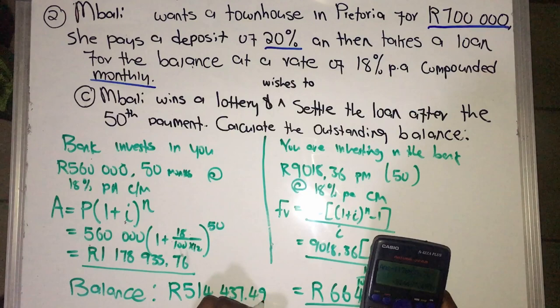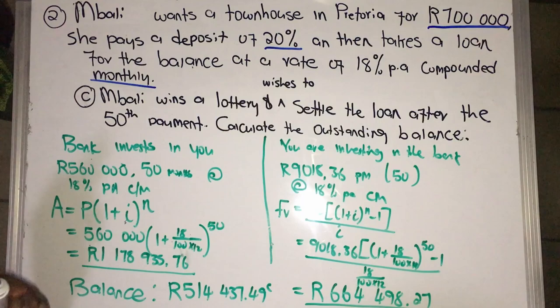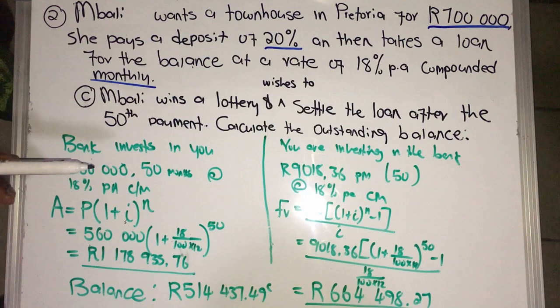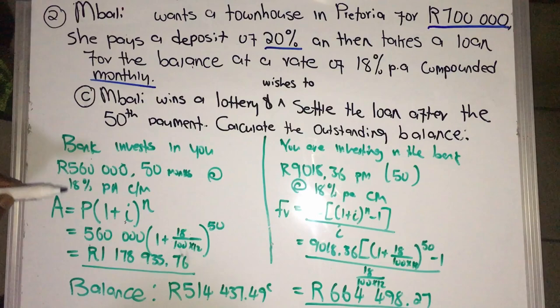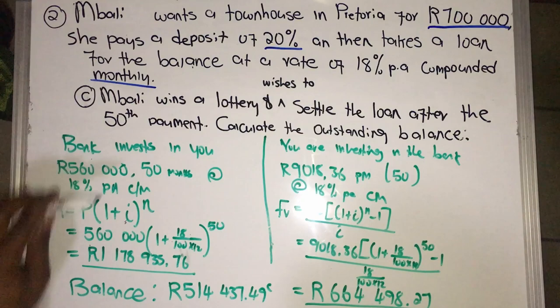Okay, so just a recap, you can calculate a balance at any point by breaking it down. In this case, after the 50th payment, we look at what the bank gave, 560,000, for 50 months at that interest, and then what has been paid, which is worth a lot less.